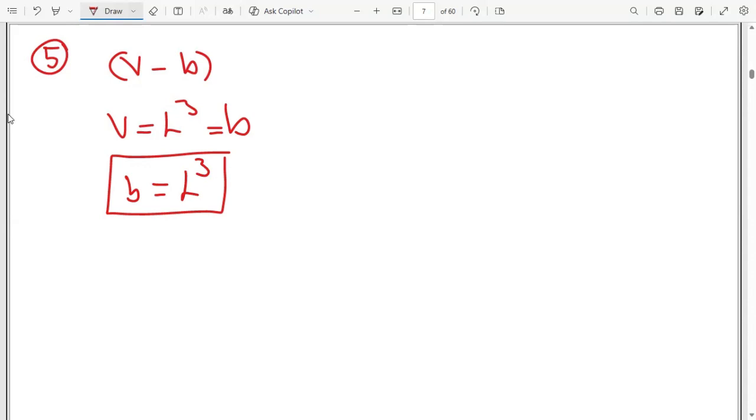Just like that. The same applies if we want to calculate the dimensions of a. We're going to use the same expression we've been given: P, which is pressure, plus a over V squared, where V is also volume. So what does that mean? That means the term a over V squared has the same dimensions as P, which is pressure.